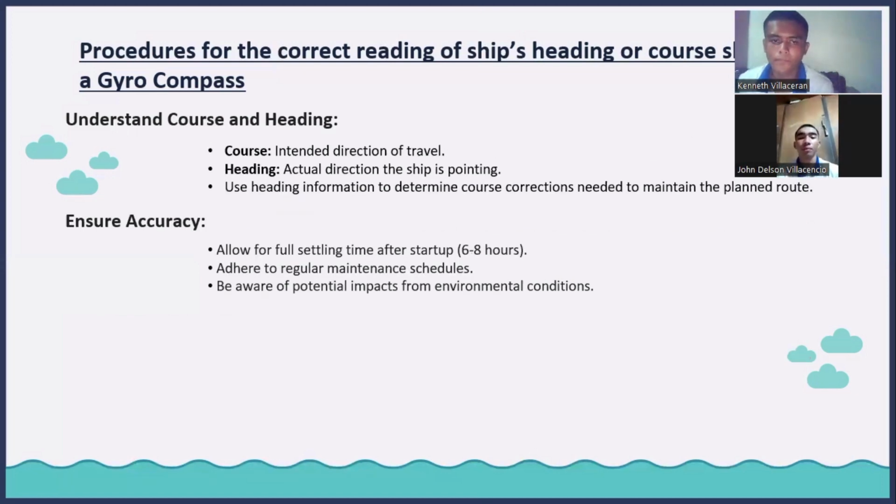Next. Understand course and heading. First, course: the intended direction of travel. Heading: the actual direction the ship is pointing. Use heading information to determine course corrections needed to maintain the planned route.